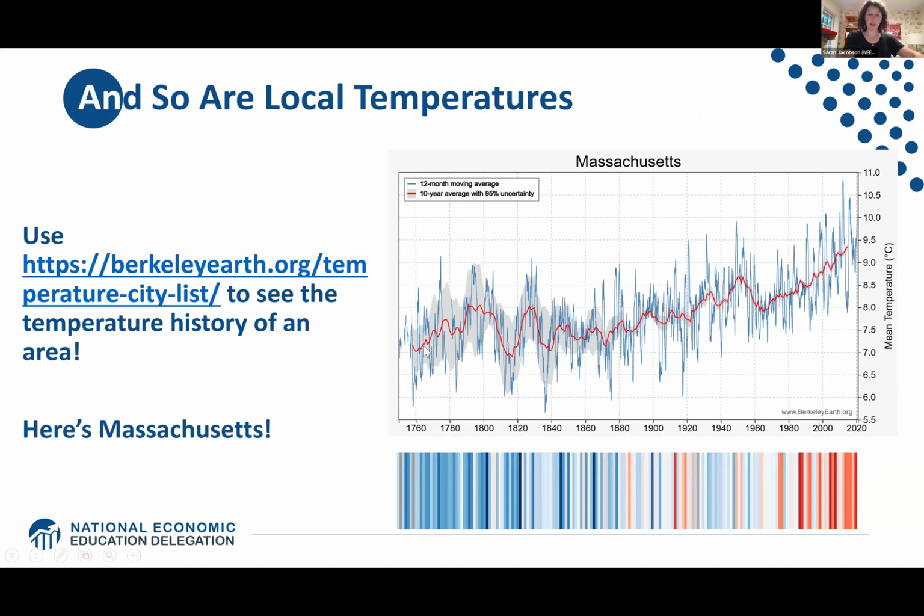And so you can see this record actually goes all the way back to the 1750s for Massachusetts. And you can see the temperatures are tootling along. And then in the industrial age, it's just a very clear trend upward over the years.